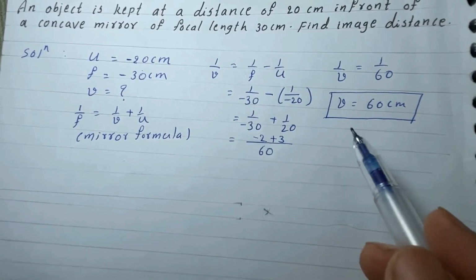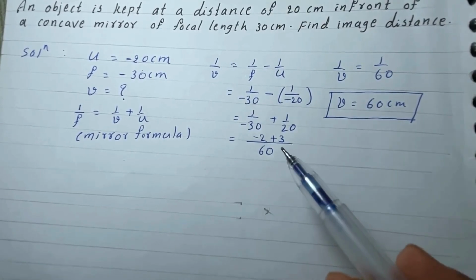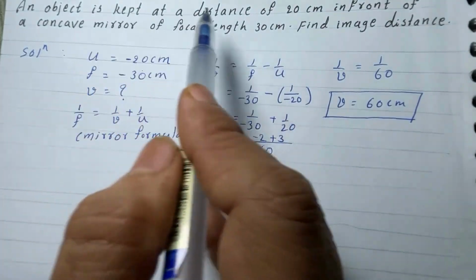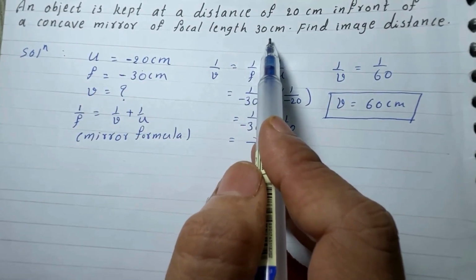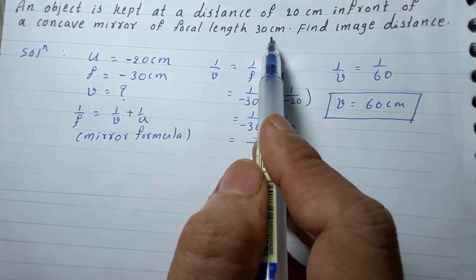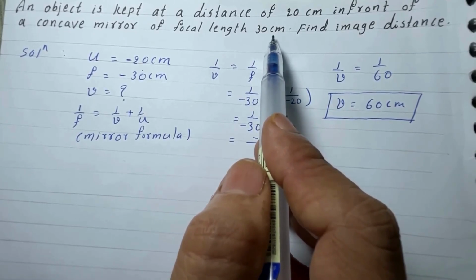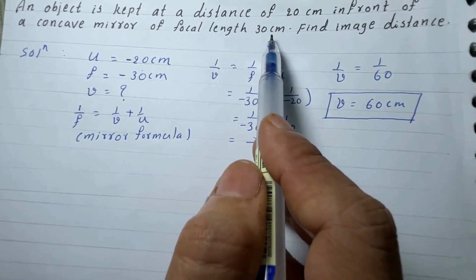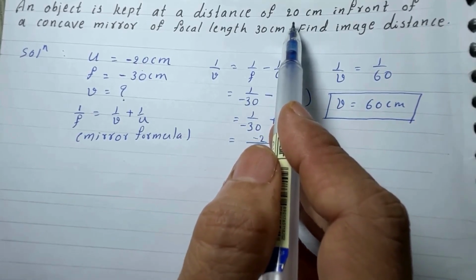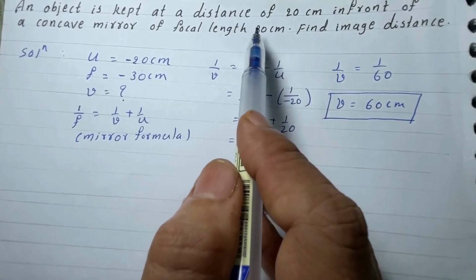From this problem, what do we understand? Here, focal length of the mirror is 30 centimeters. That is, F is equals to 30 centimeters. P to F distance is 30 centimeters. And object is kept at the 20 centimeters. That means object is kept between P and F.